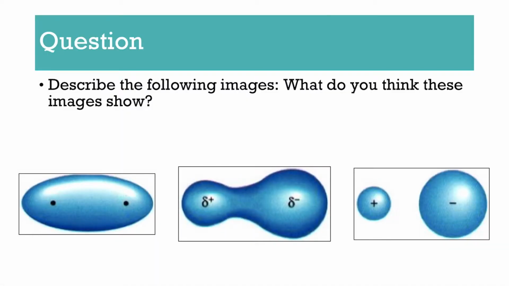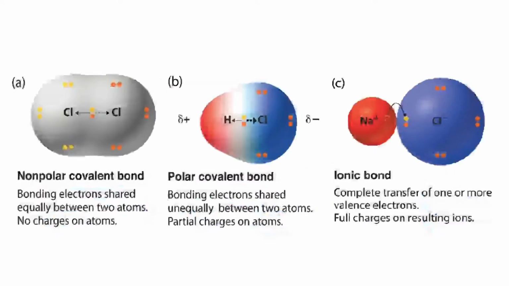So first, question for you. What do you think these images show? Take a second, look at it, and then add your response. So these pictures show the different types of bonds and really the electron distribution.